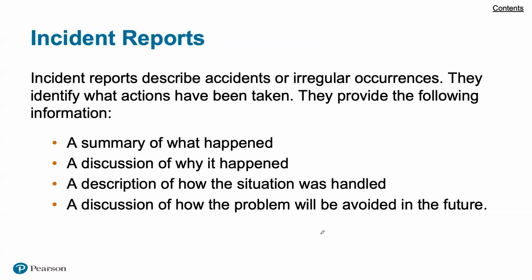Another type is an incident report, and incident reports describe accidents or irregular occurrences. And this is one of the things that you would hate to do. But on the flip side, if you have good technical communication, you can quickly mitigate this and get beyond this. And so that would be a good thing. So you want to provide a summary of what happened, who got hurt, and how, a discussion of why it happened. Maybe there was some faulty equipment, or if it was untrained personnel, that you need to then talk about how you're going to mitigate that. And so you're going to have a description of how the situation was handled.